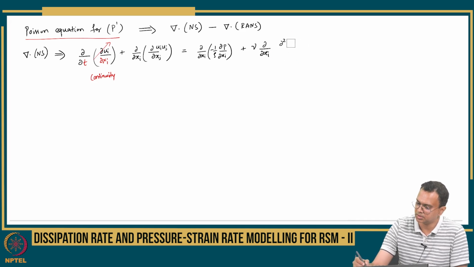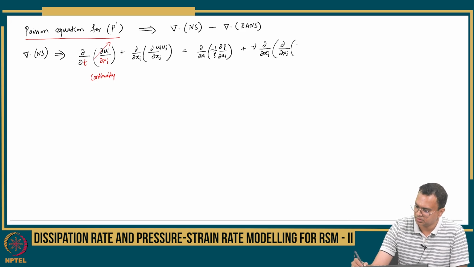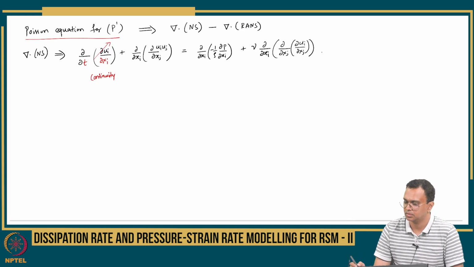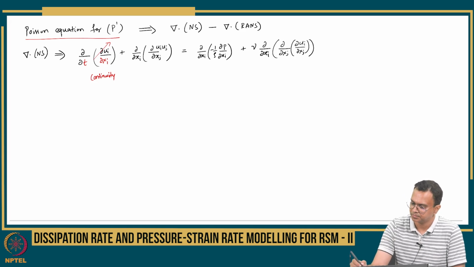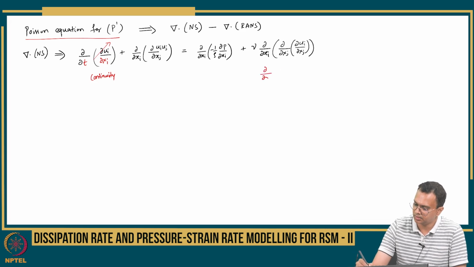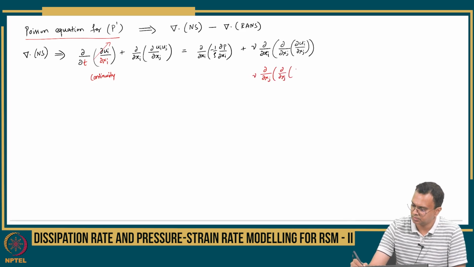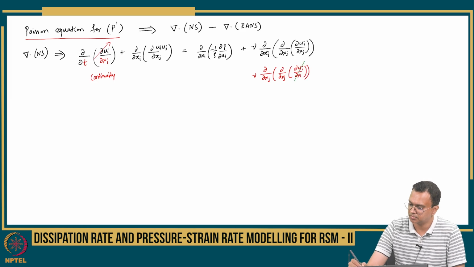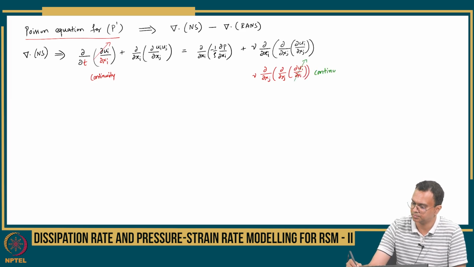this particular term is nothing but it's dou by dou xj of dou ui by dou xj, correct? Dou square ui by dou xj dou xj. So now I can rewrite this as dou by dou xj of dou by dou xj of dou ui by dou xi. First differentiate with respect to xi and then the j, then again going to 0, continuity.